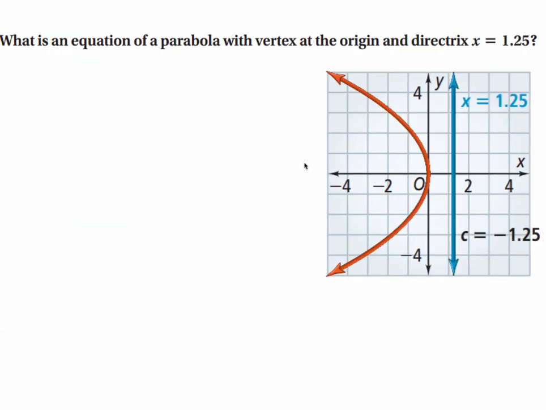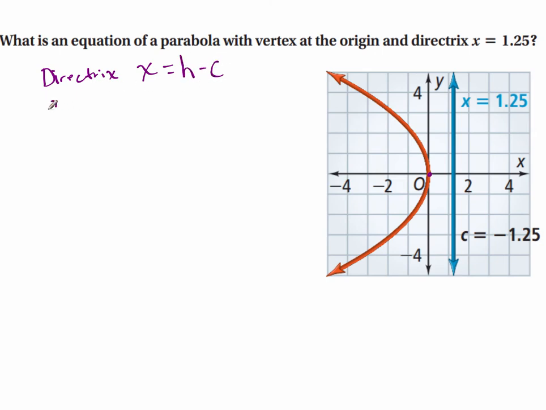Now, horizontal parabolas tend to confuse students, but you do the exact same thing with a horizontal parabola that you do with a vertical parabola. So if I want to know the equation of a parabola with vertex at the origin and directrix x equals 1.25, I know the directrix for a horizontal parabola follows the formula, instead of y, it's x equals h minus c.